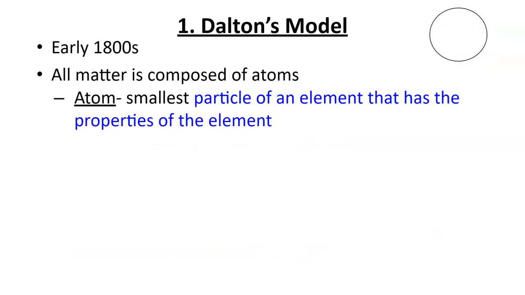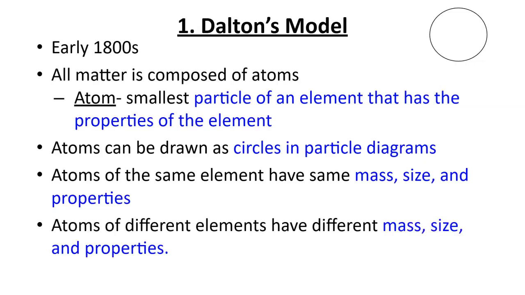So Dalton was the first modern scientist in the early 1800s to work on the atom. An atom is defined as the smallest particle of an element that has the properties of that element. In Dalton's model, there were no subatomic particles, so atoms were illustrated as circles, like in the upper right-hand corner. Atoms of the same element had the same mass, size, and properties. So there were different kinds of elements and different kinds of atoms, and different atoms, which ended up being different elements, have different masses, different sizes, and different properties.